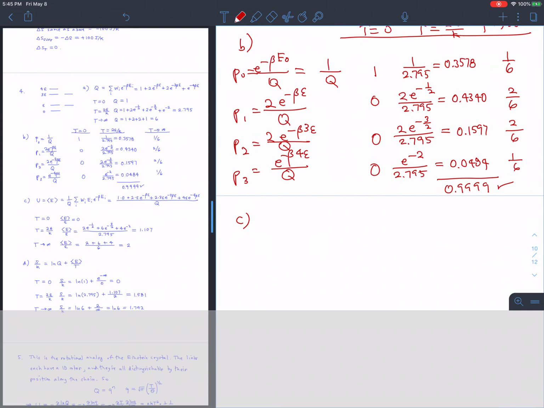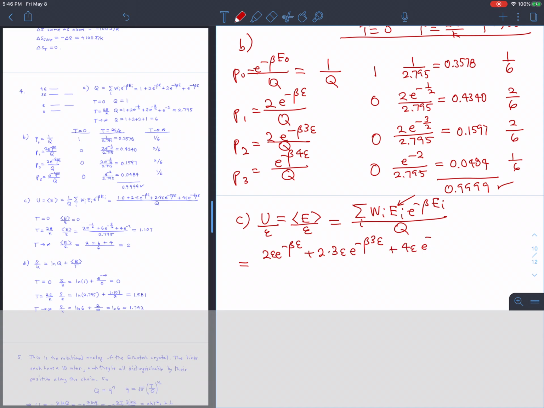Part C is to calculate the thermodynamic energy, which is the same thing as the mean energy divided by the level spacing epsilon, and that is equal to, remember, the sum over all the levels of the degeneracy times the energy times e to the minus beta E over q, which in this case becomes, the ground state energy is 0, so the first term disappears, and it becomes 2 epsilon times e to the minus beta epsilon, plus 2 times 3 epsilon e to the minus beta 3 epsilon, plus 4 epsilon e to the minus beta 4 epsilon, all over q.